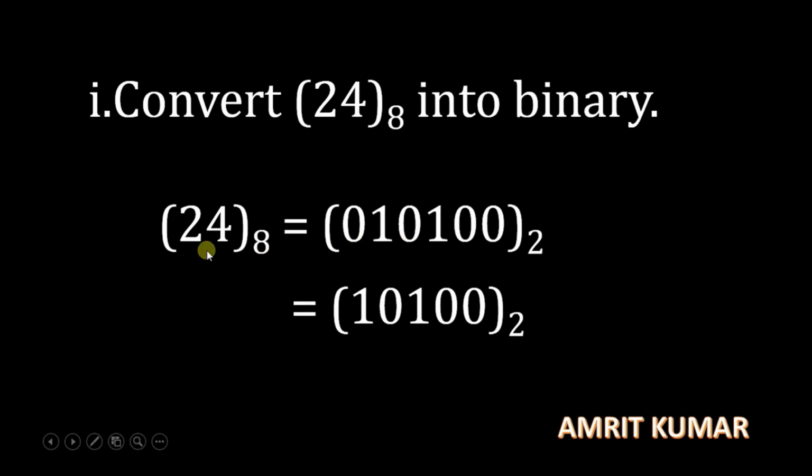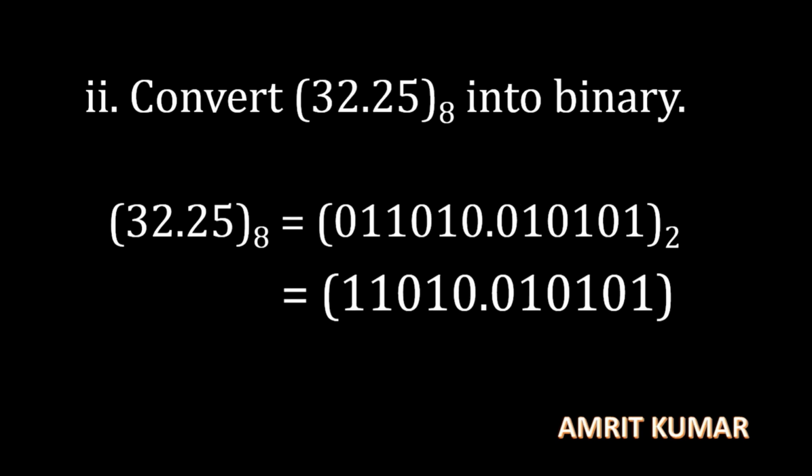So we can say that the octal number has been converted into binary. This is the binary form of this octal number. So overall our output is 10100, that is the binary form of the octal number 24 to the base 8. This is how we can convert an octal number into binary form. Now let's look at another example.